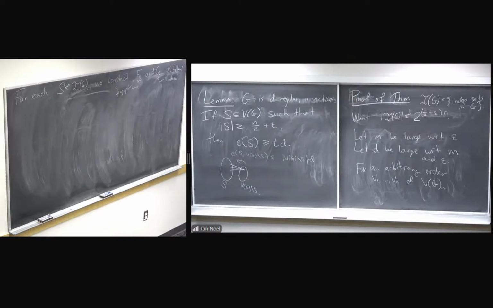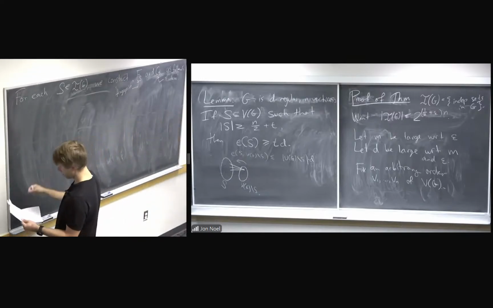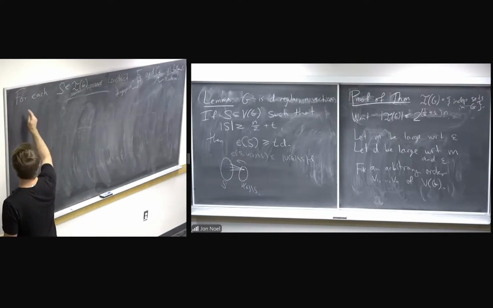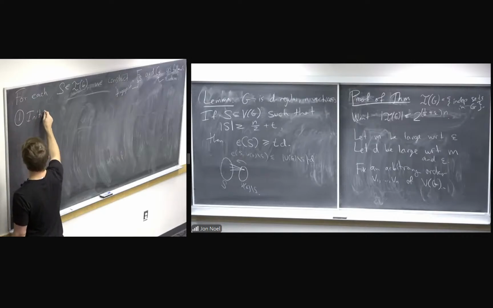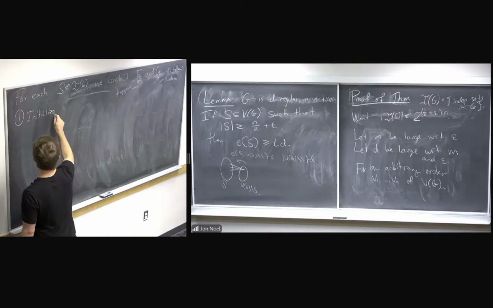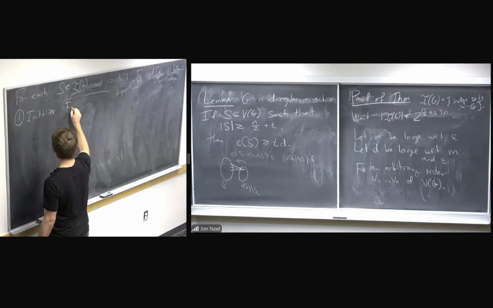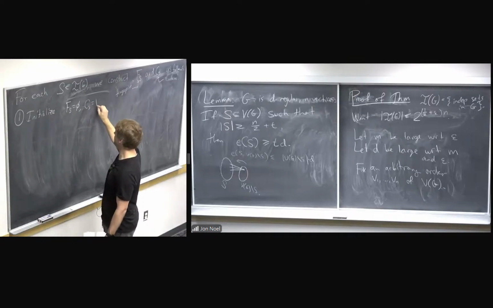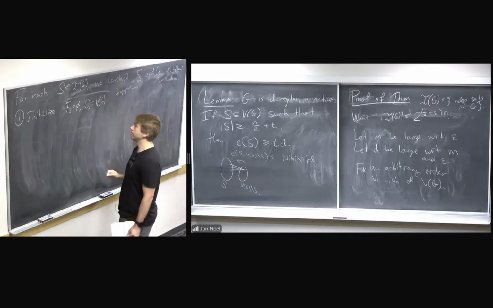Essentially, what we want to do is associate every independent set with a small fingerprint and a not too large container. We'll see what that means in a minute. So here's the algorithm. Let's start by initializing F_S to be the empty set and C_S to be V(G).